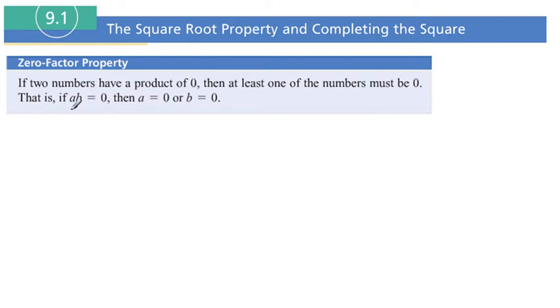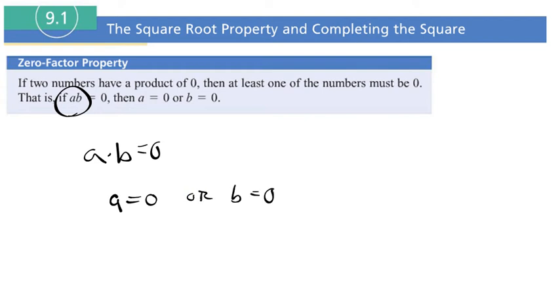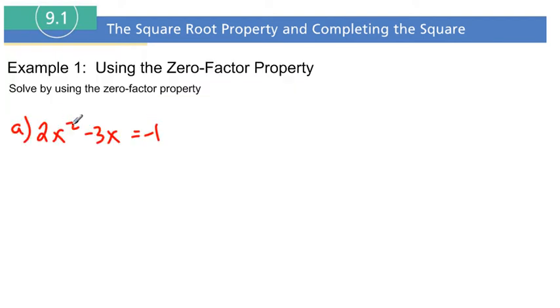And the zero property is just this. If I know that some number a times some number b equals 0, if that's true, if a times b is 0, then we can conclude that either a must be 0 or b must be 0, right? And we know that because if you multiply anything by 0, it's always 0, okay? So we're going to use this property right now in this first example, okay? Okay, here we go. So we're going to solve by using the zero factor property, okay?